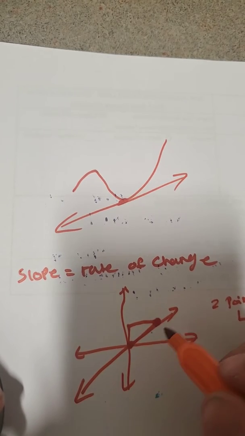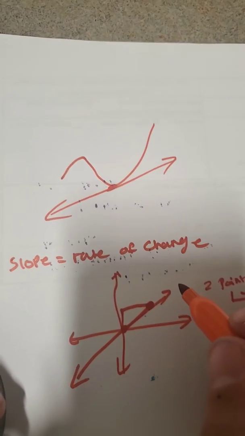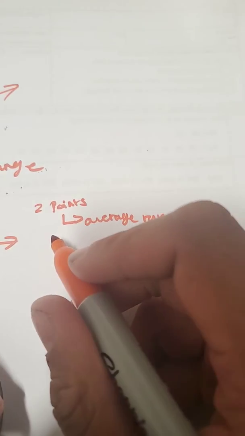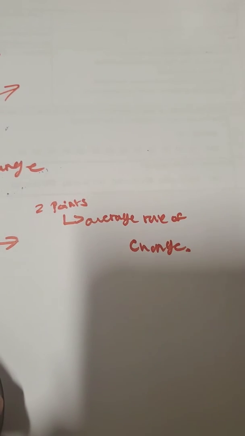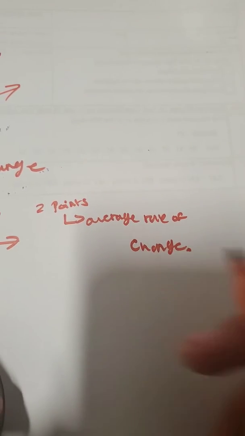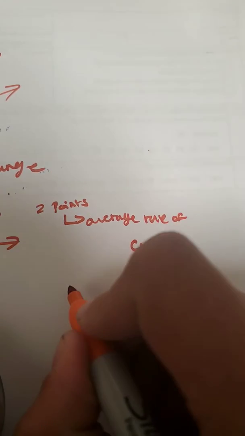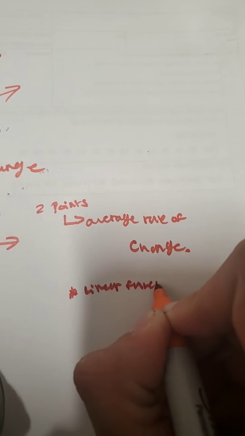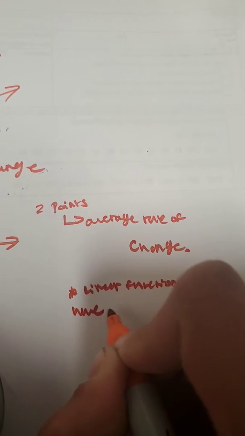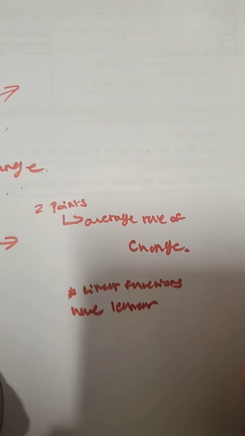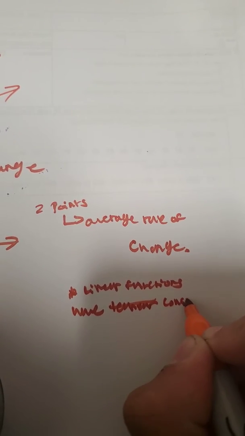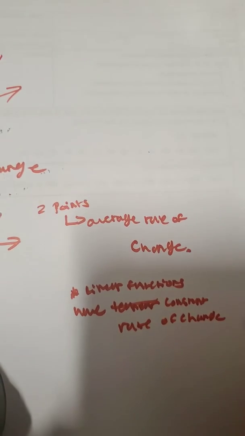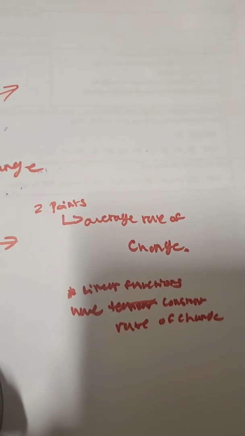Some functions it's constant, some functions it's not. In linear functions, the average rate of change is constant throughout the function, but it changes based off of the value of the slope. So linear functions have a linear, constant rate of change.